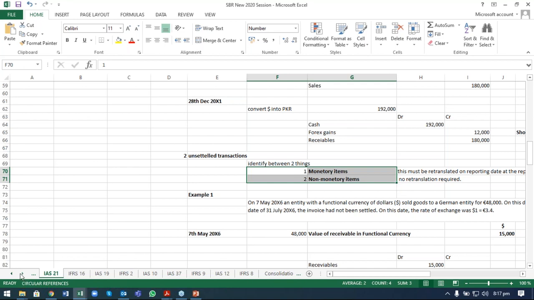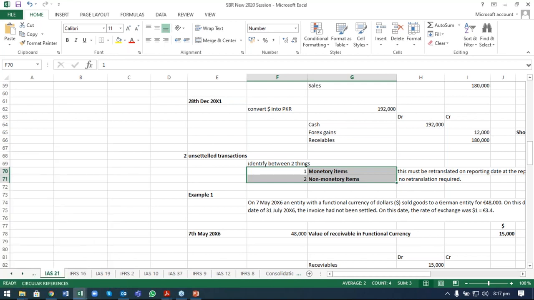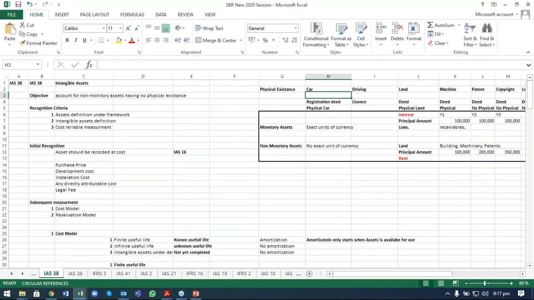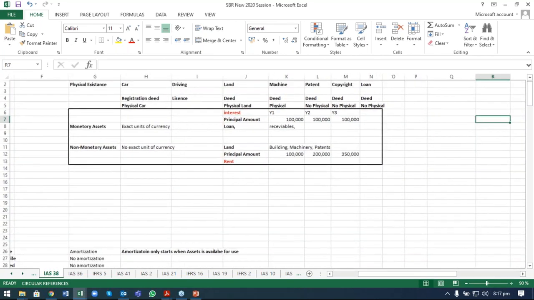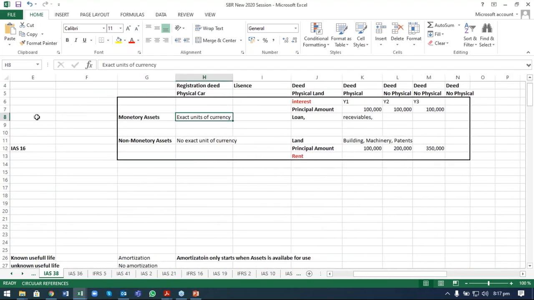If someone has confusion, I have a bit of explanation here. So that's the explanation if you have a problem with monetary and non-monetary items. I have mentioned exact units of currency. For example, I have mentioned a loan, right? And I have named land as a non-monetary item.